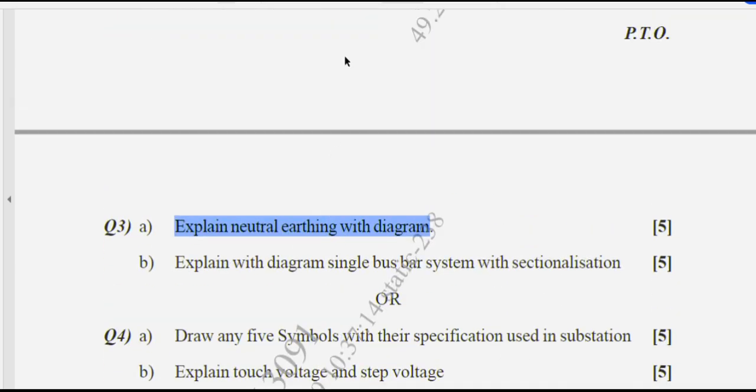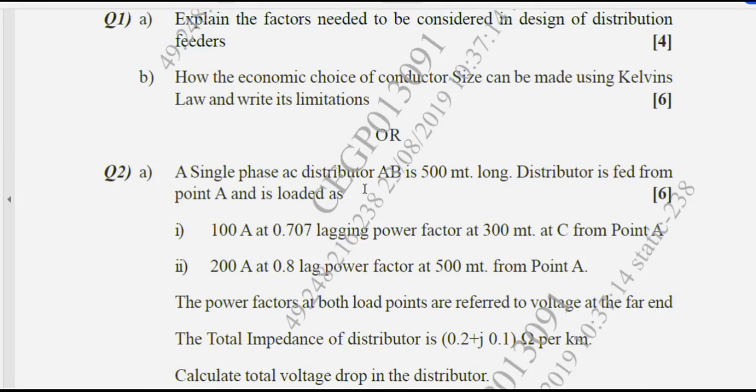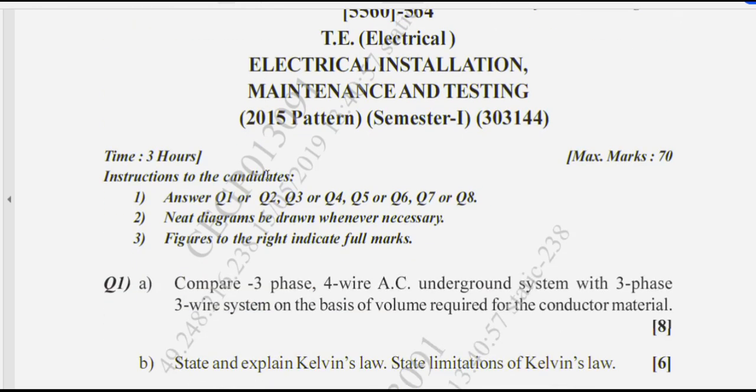This unit, you can easily see, carries 10 marks. So unit number 1 is 10 marks, unit number 2 is 10 marks, and unit number 3 is 10 marks. So that is a question paper of 30. Now we will take the second question paper, which is the 70 marks question paper.